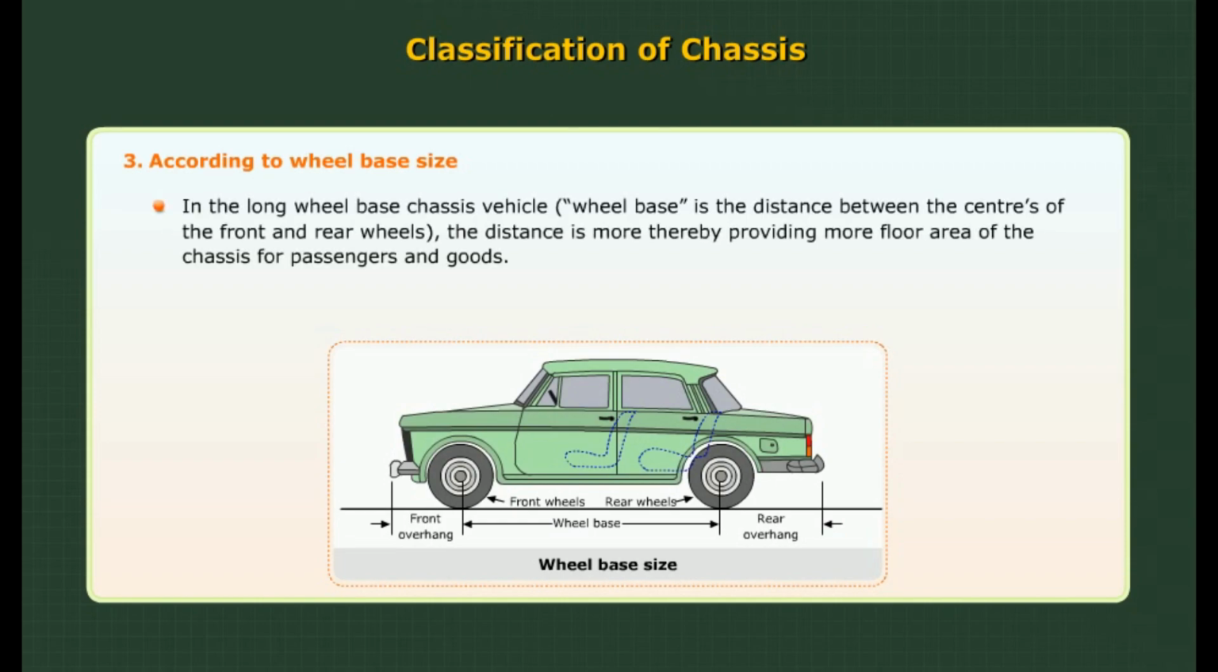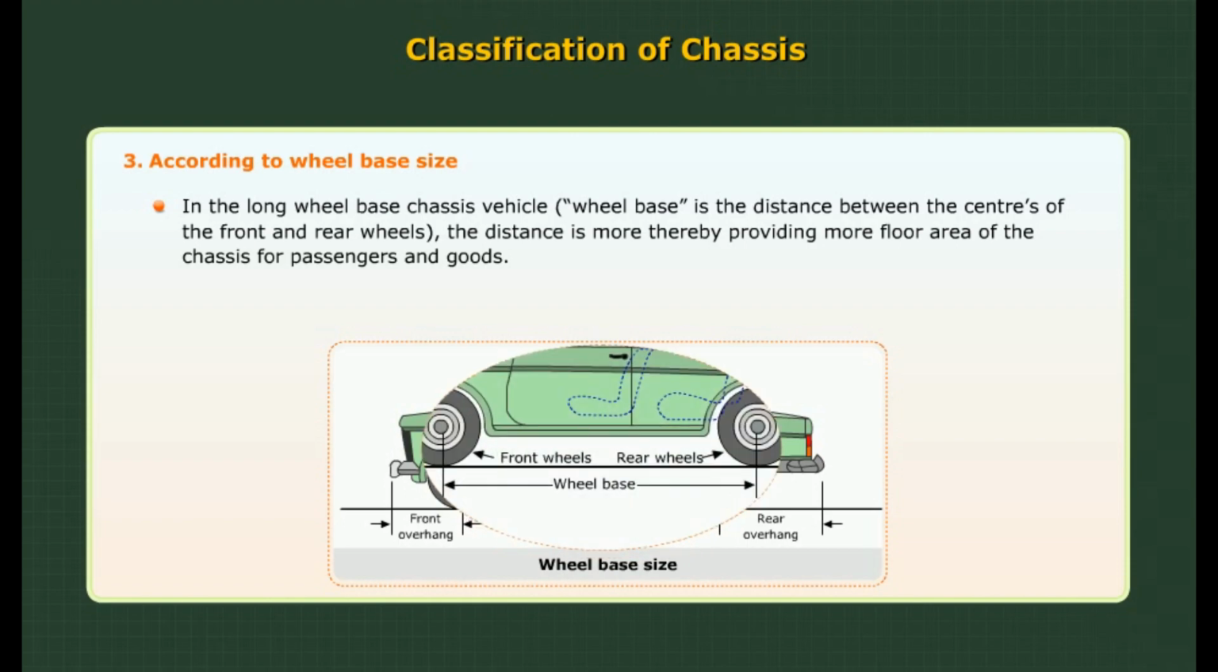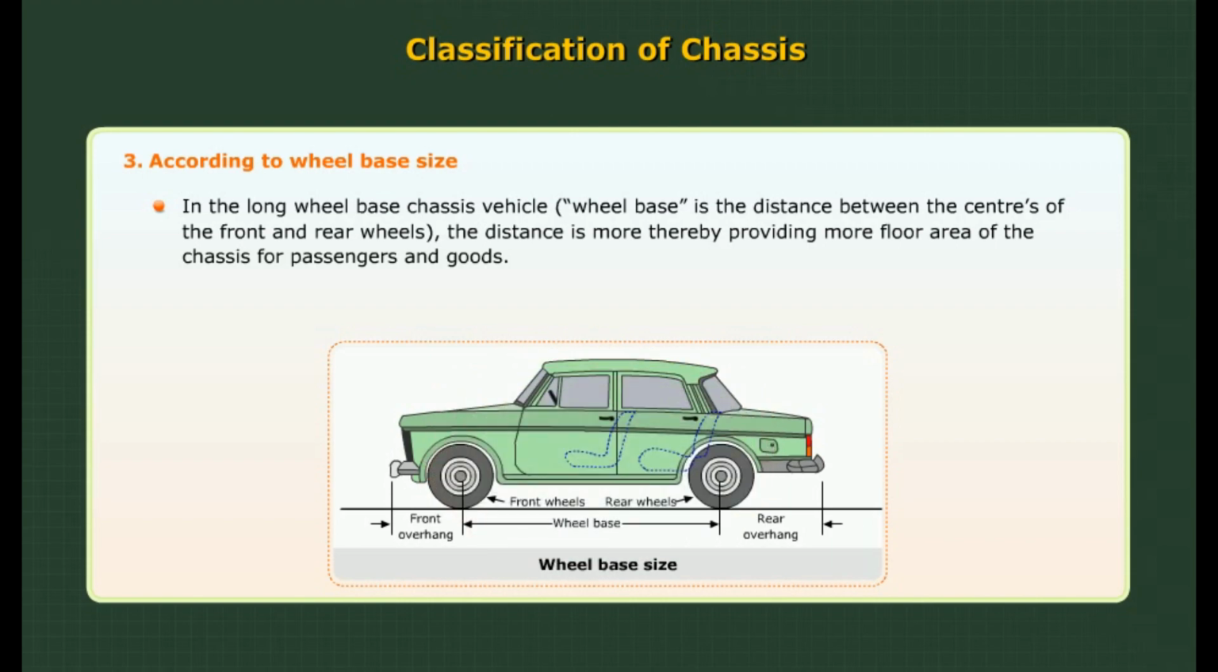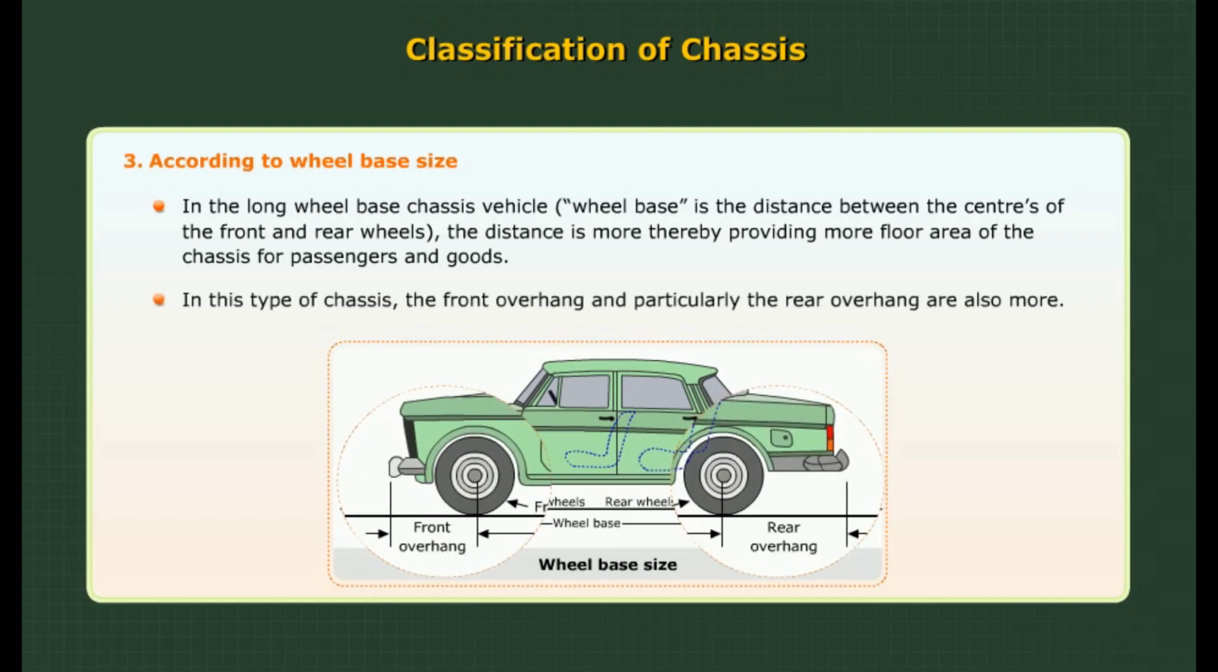3. According to wheelbase size. In the long wheelbase chassis vehicle, wheelbase is the distance between the centers of the front and the rear wheels. The distance is more, thereby providing more floor area of the chassis for passengers and goods. In this type of chassis, the front overhang and particularly the rear overhang are also more.